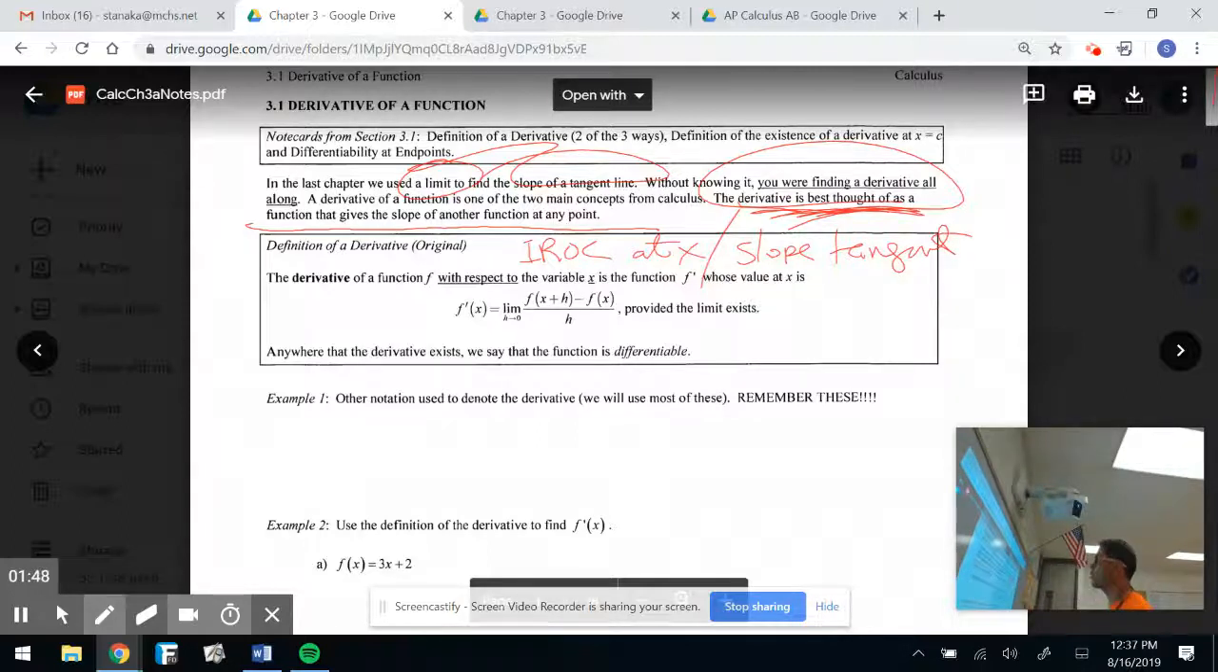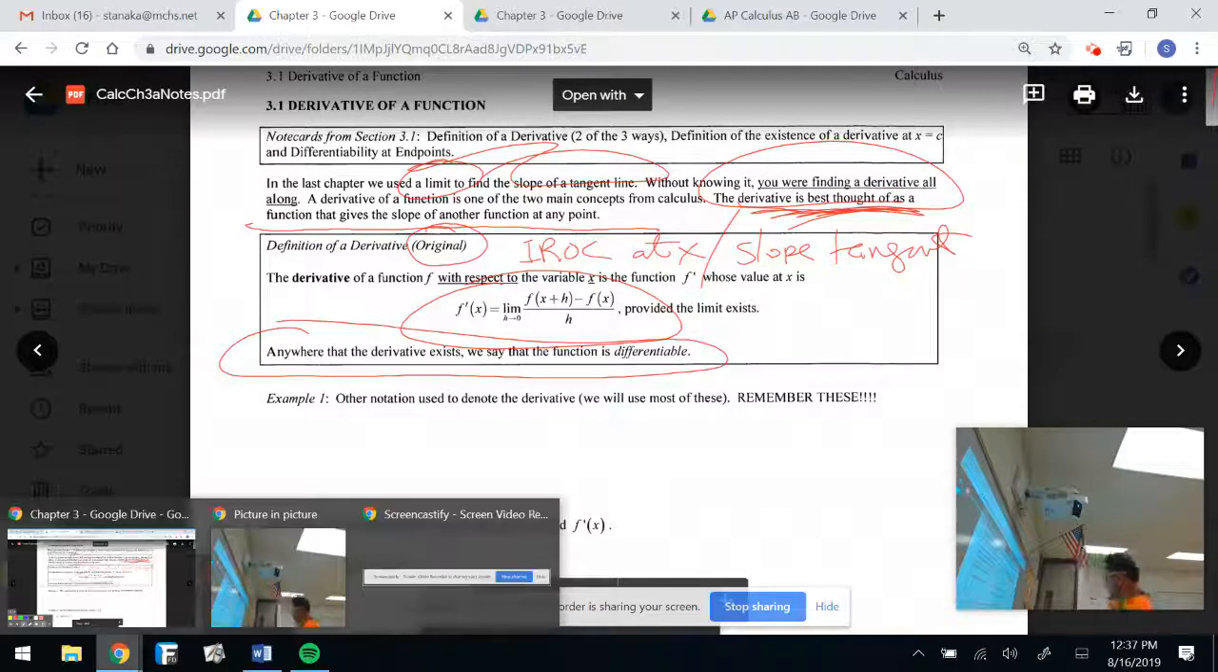Now here's our formal definition of a derivative. And we have two of them you want to be very cognizant of in terms of AP Calculus. We have an original definition of a derivative, and you're going to find out in a little bit we have what we call the alternative definition of the derivative. Okay, this is our original right here. f prime of x is equal to the limit as h approaches 0 of our difference quotient, which is f of x plus h minus f of x all over h. Anywhere that the derivative exists, we say that the function is differentiable.